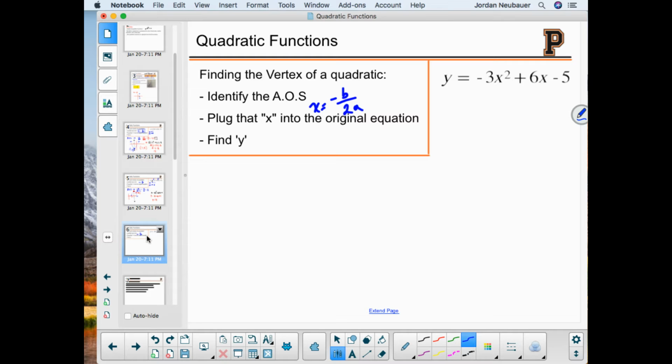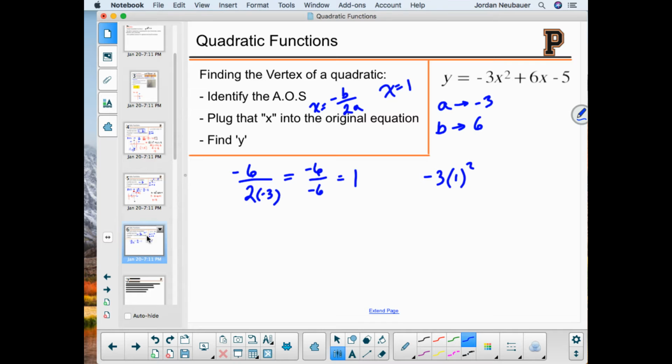So let's say that we've got x equals opposite B over 2A. Our A value in this situation is -3. That tells us it's a frown face, or it'll have a relative max. Our B value is +6. So we're going to go opposite 6 over 2 times -3. That tells us AOS. That's -6 over -6, which is equivalent to 1. So our axis of symmetry is x equals 1. We're going to then take that x value, plug it back into the original to find the vertex. Got -3 times 1 squared plus 6 times 1 minus 5.